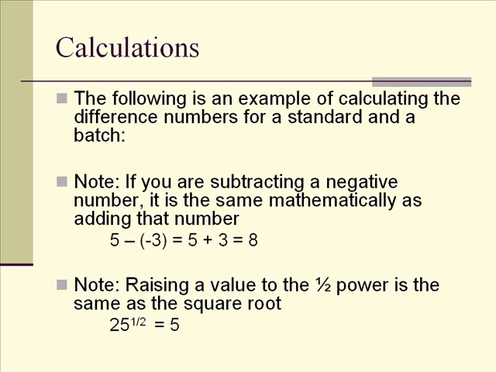Note, if you are subtracting a negative number, it is the same mathematically as adding that number. So if you haven't worked with negative numbers, if you want to subtract a negative 3, for instance, from 5, it's 5 minus the negative 3, which is the same as 5 plus 3. So in that case, we'd get a value of 8. And raising a value to the half power is the same as the square root. 25 to the half power equals 5. Hopefully you know that 5 squared equals 25.